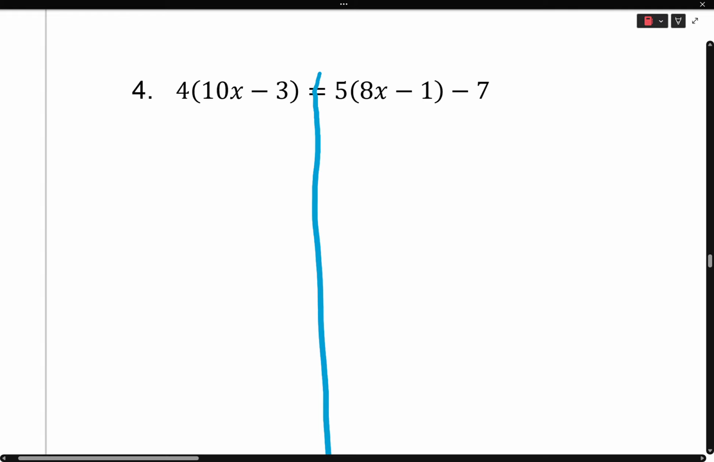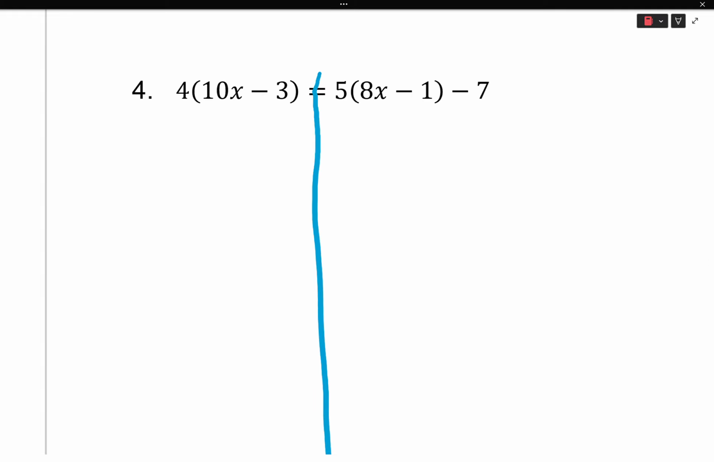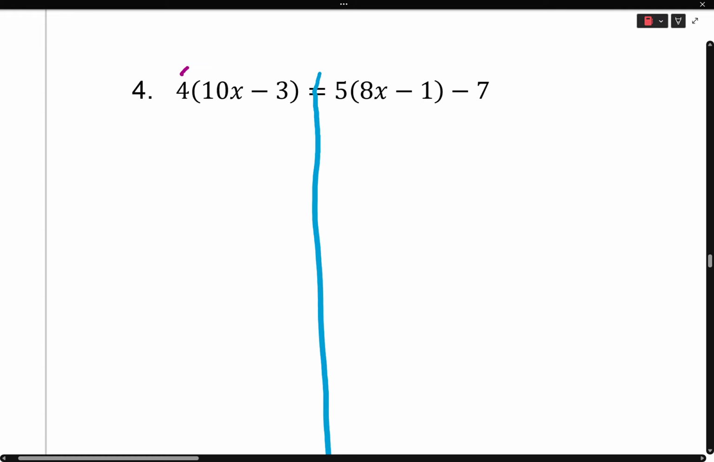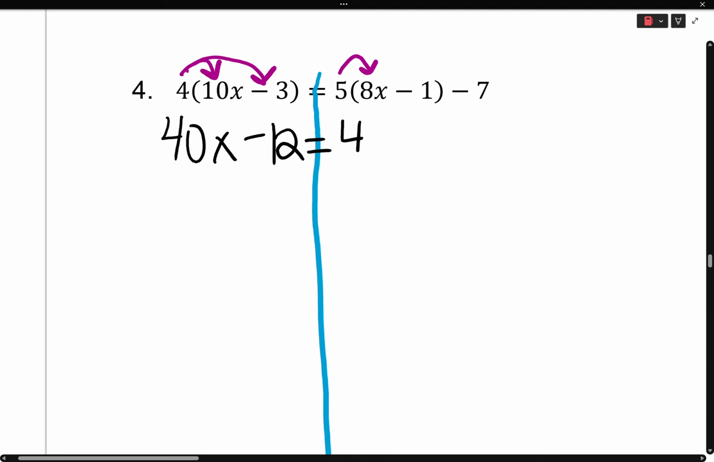Okay. Let's distribute on both sides because that's step 1 since we've got parentheses. 4 times 10x is 40x. 4 times negative 3 is negative 12. 5 times 8x is 40x. 5 times negative 1 is negative 5. And the minus 7 comes along.